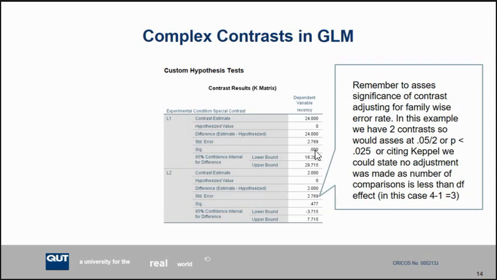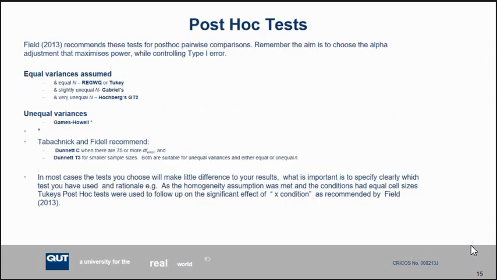So remember here, you need to apply your own Bonferroni adjustment. In this example, we've got two contrasts, so we could assess our significance level at 0.05 divided by 2. That would be significant if it's less than 0.025. Or we could simply cite Keppel and state that no adjustment was made because the number of comparisons was less than the degrees of freedom effect, which in this case there were 4 groups, minus 1 equals 3. But just let your reader know when you're reporting your results what you actually did.